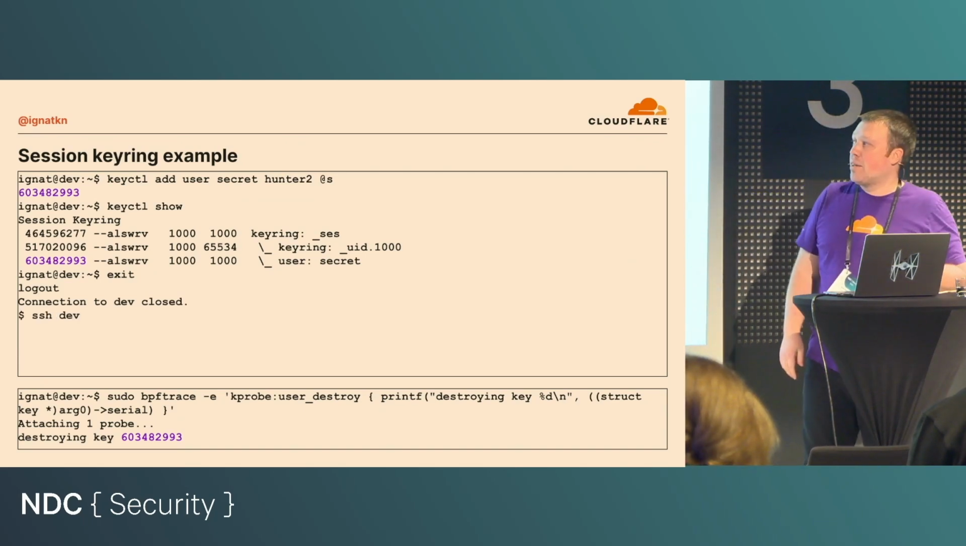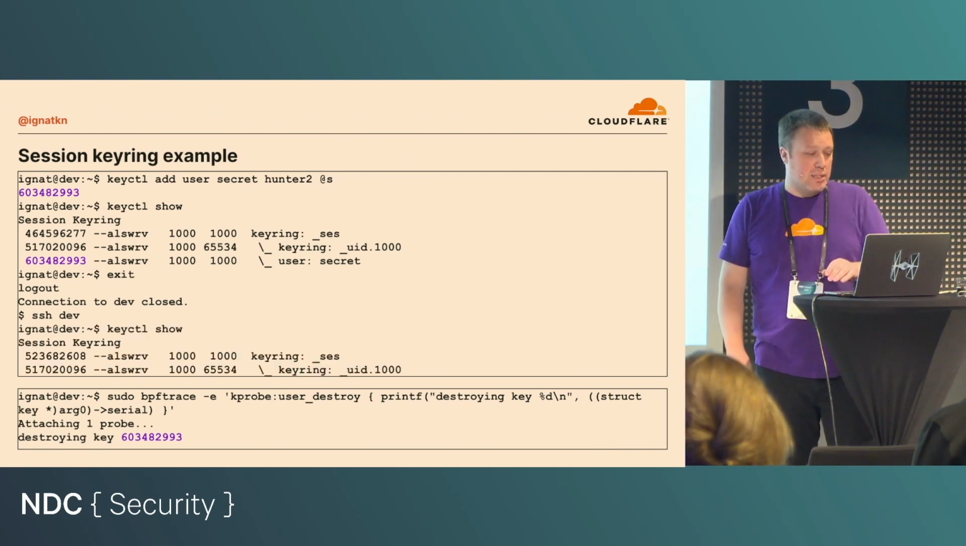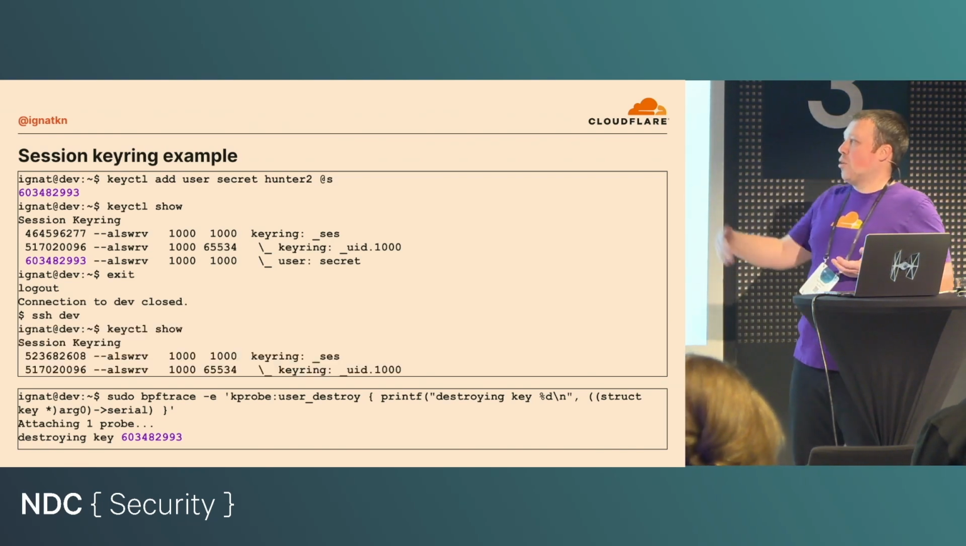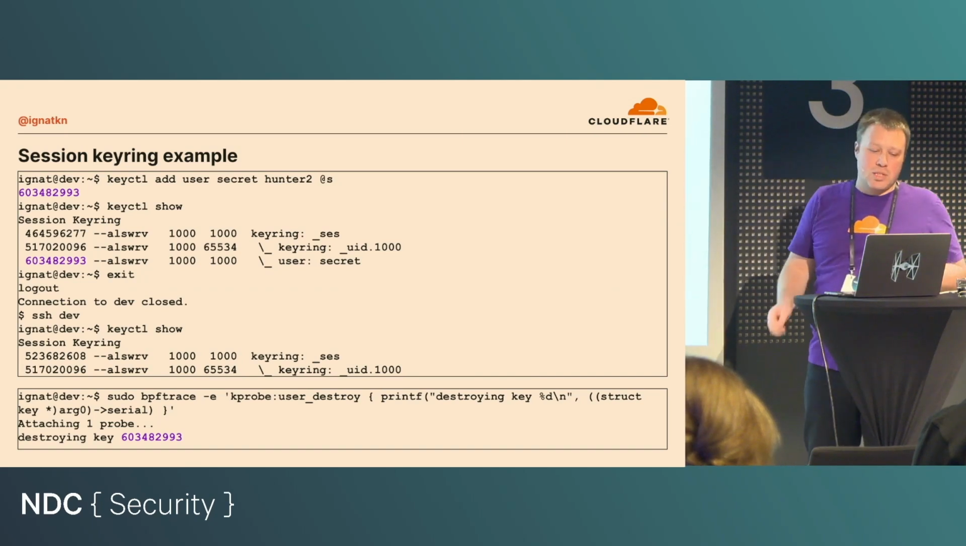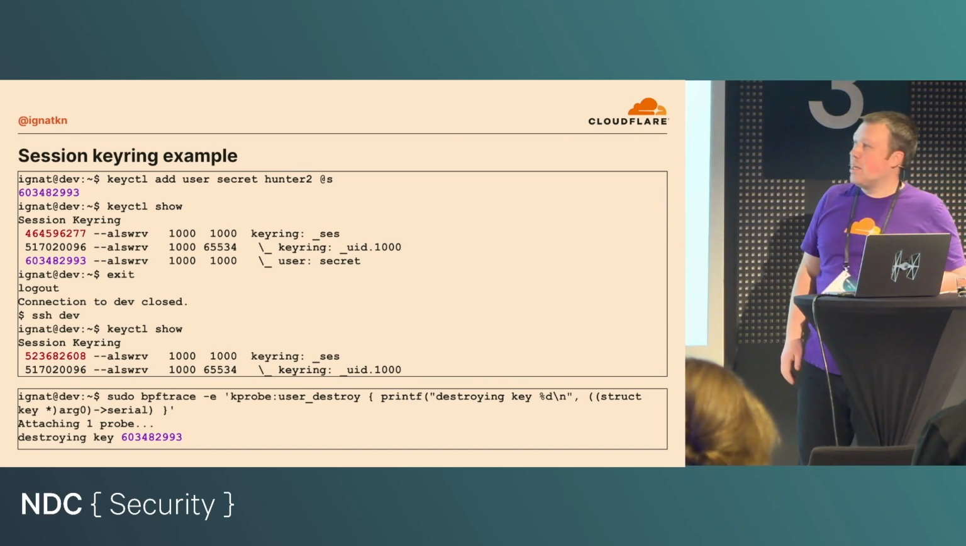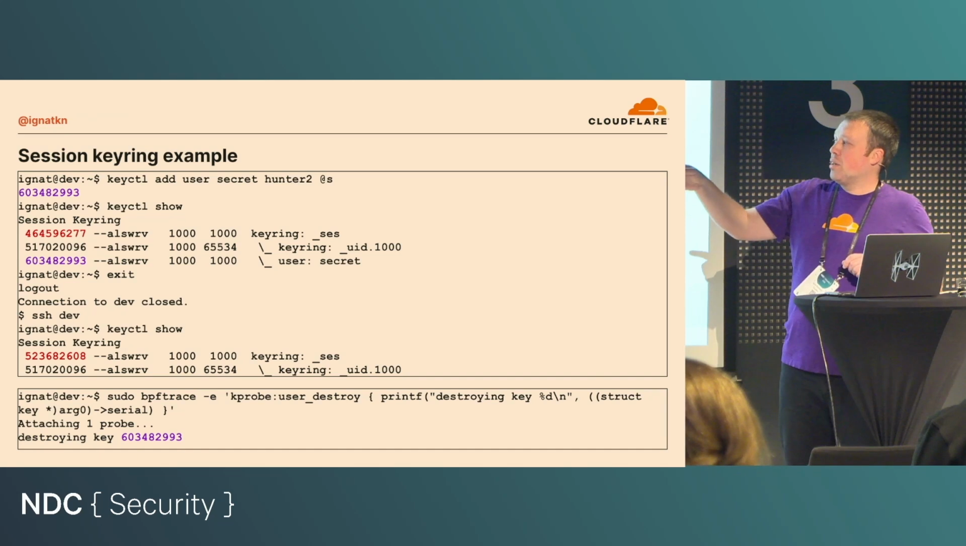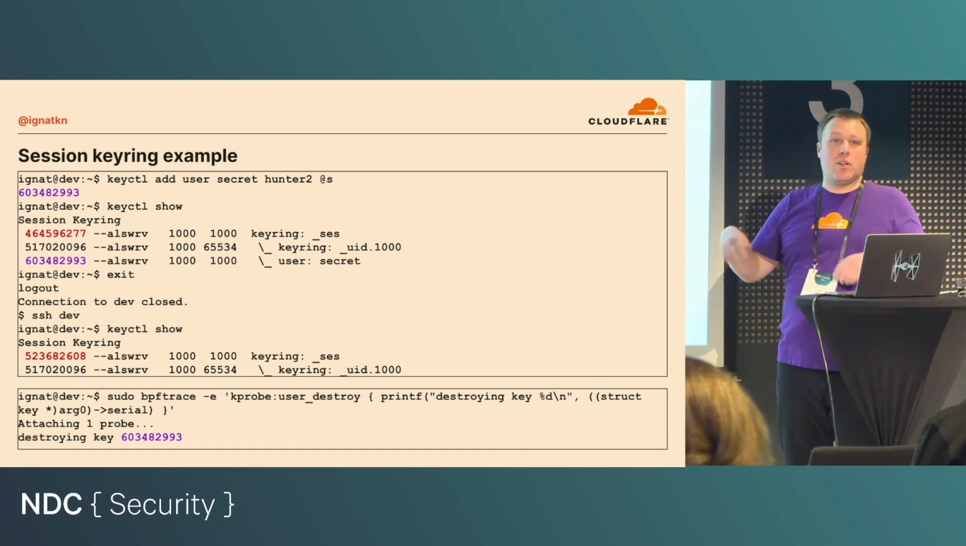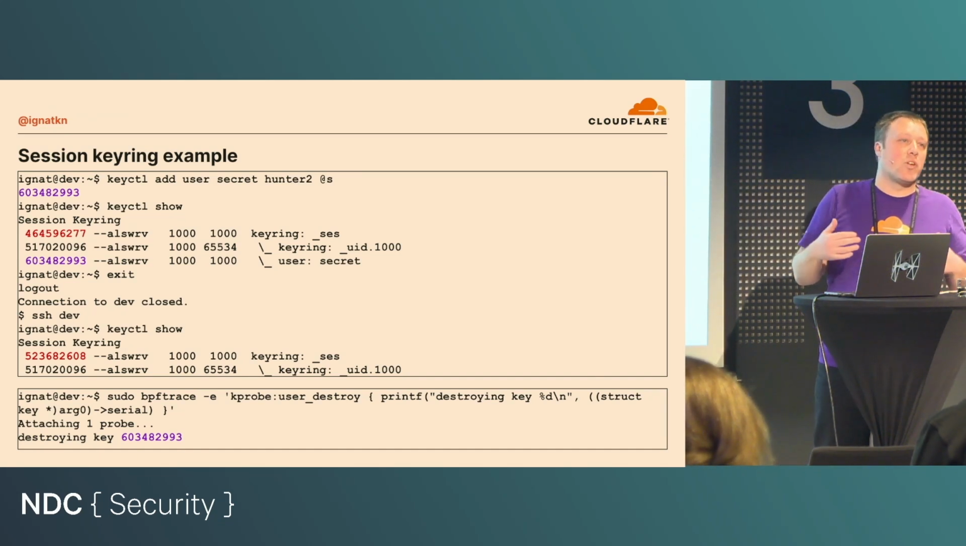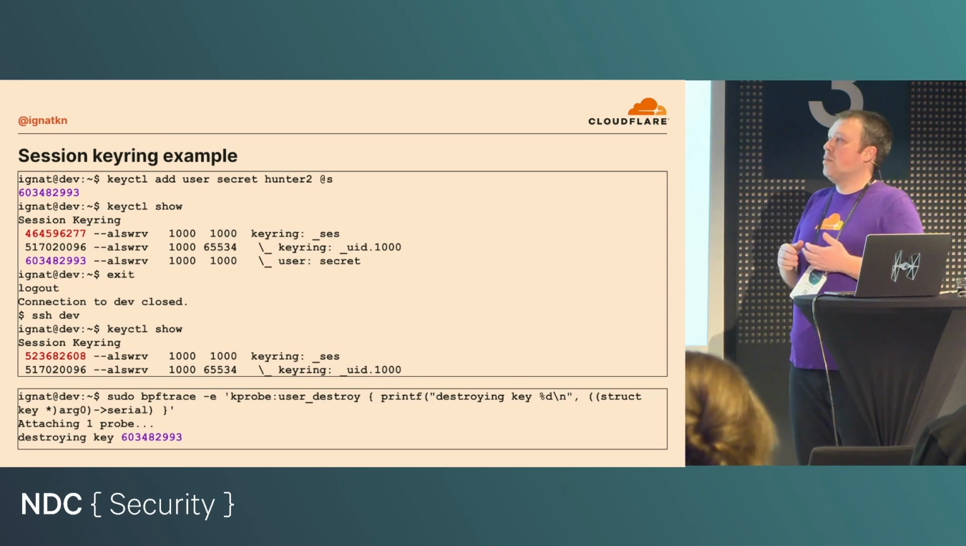And I can verify that I can log back into the system, and I will see that I don't have access to the user secret anymore. And we can also see that the session keyring ID is different, because on my next login, the system created me a different session keyring.